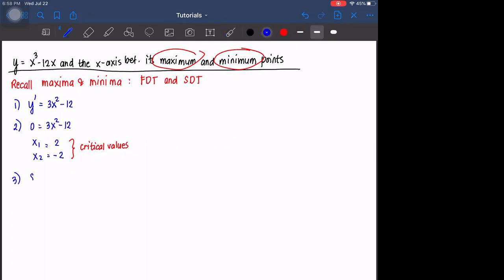So kay SDT man, mangita ta sa second derivative. Unsay second derivative? 6x. And at x equals 2, what is y double prime? 12. At x equals negative 2, what is y double prime? Negative 12.